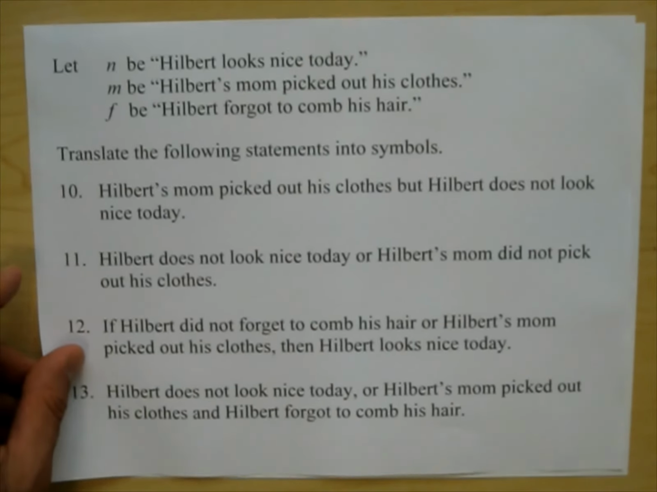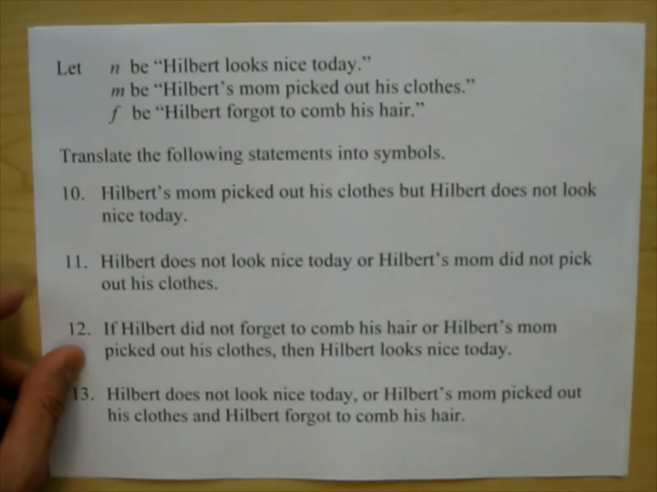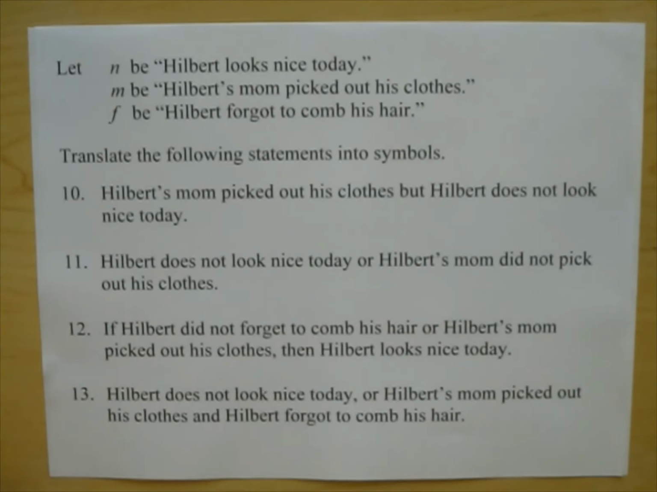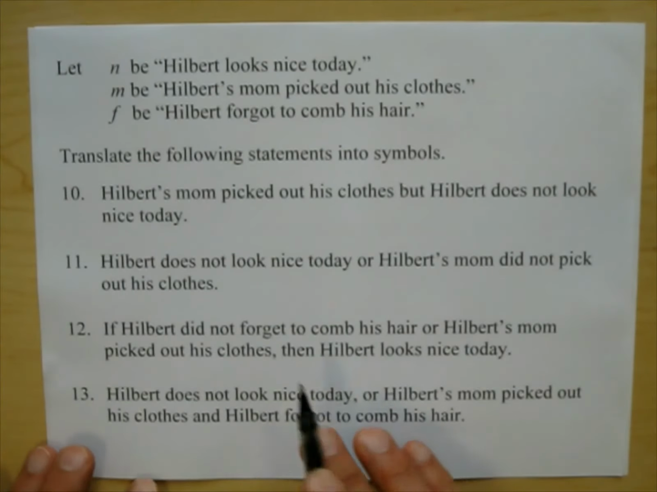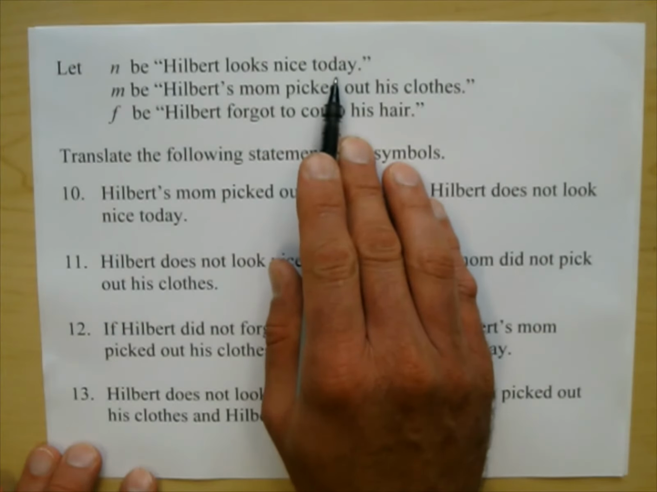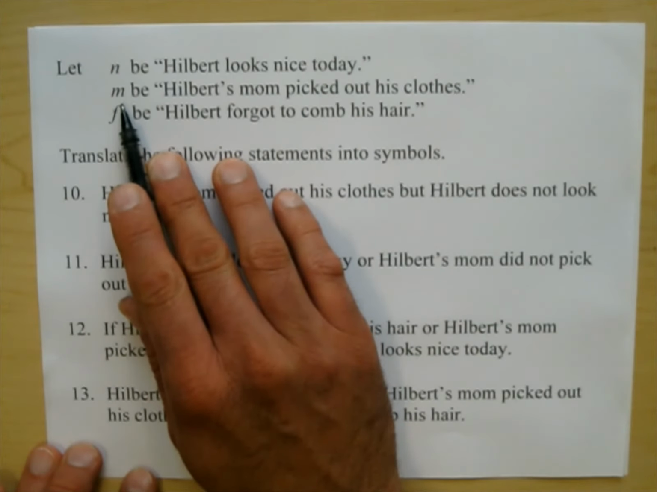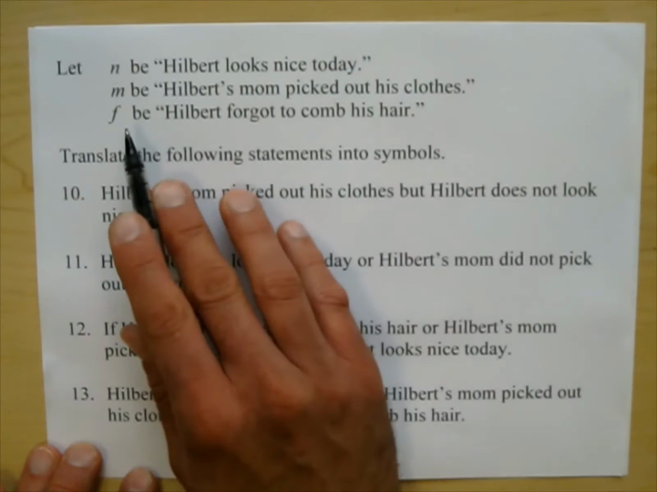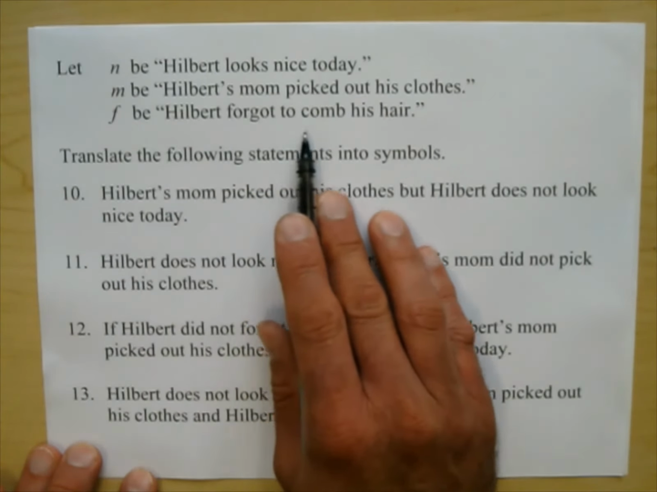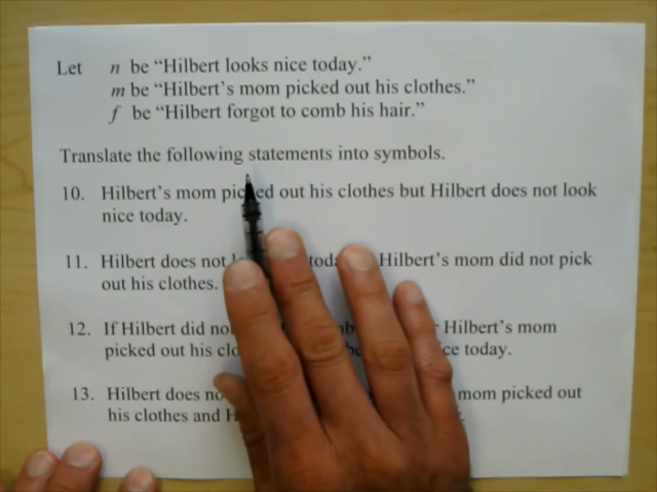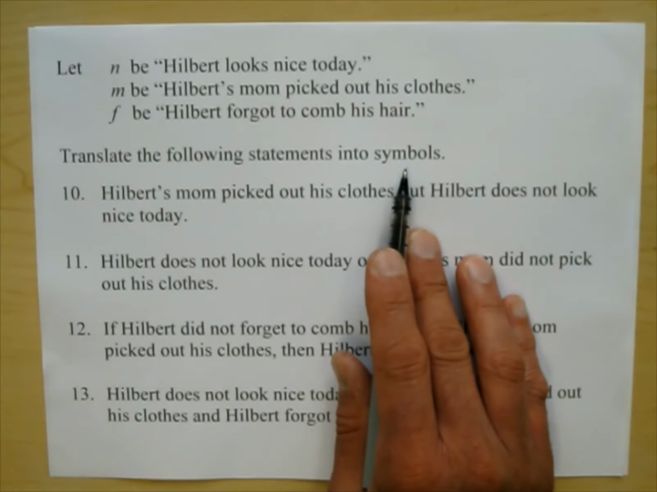Another skill that we learned is taking words to symbols, and then on the next page we'll go from symbols back to words. So let N be the statement, Hilbert looks nice today. M be the statement, Hilbert's mom picked out his clothes. And F be the statement, Hilbert forgot to comb his hair. Translate the following statements into symbols.